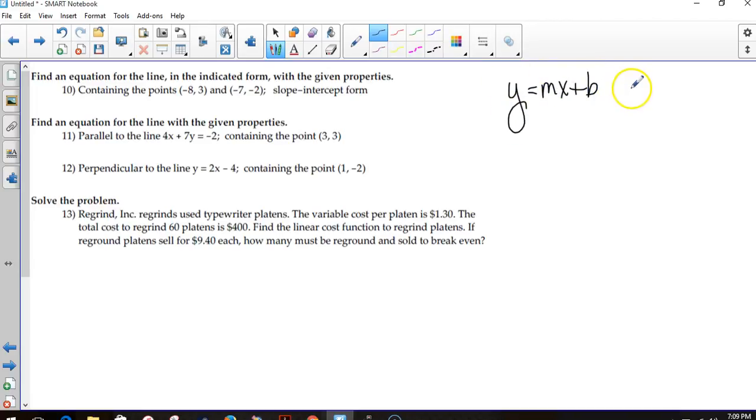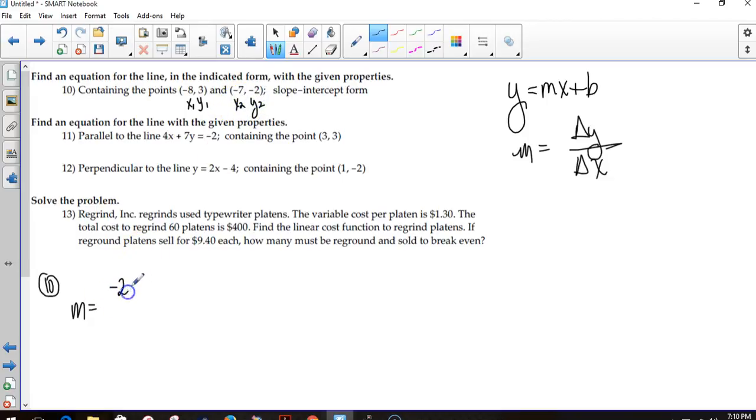And if I'm looking for the equation of a line, I need a slope and I need at least 1 point so that I can find my b value. If you're given 2 points, you'll need your slope formula, which is the change in your y values over the change in my x values. So for number 10, first thing I'm going to have to do is find the slope. I'm going to make him my x1, y1, and this my x2, y2.